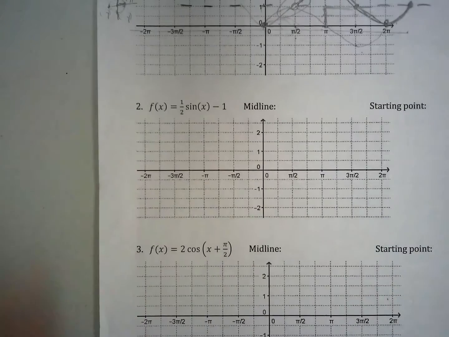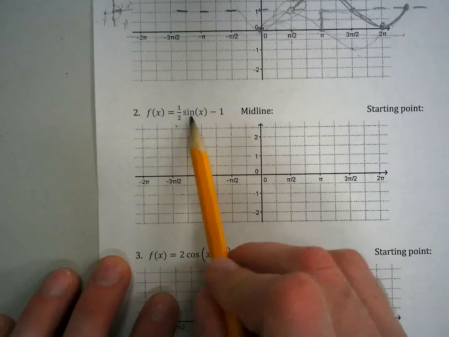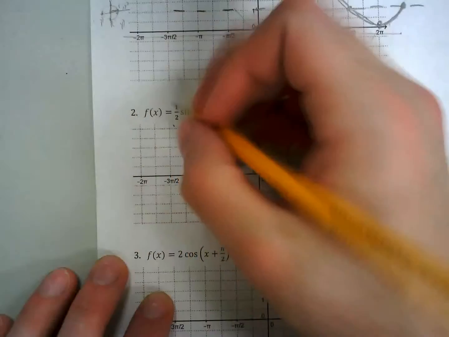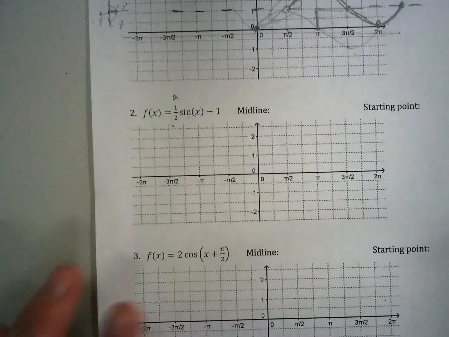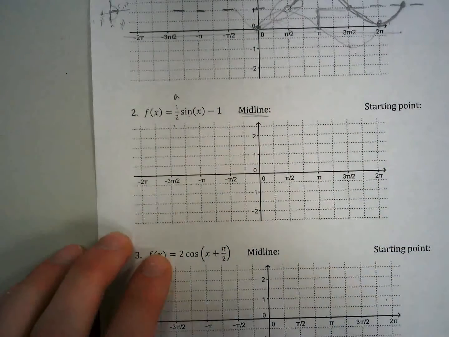Let's do another one. Okay, number 2. 1/2 sine of x minus 1. This 1/2, remember that's the amplitude. The distance from the midline to the highest or lowest point on the graph.